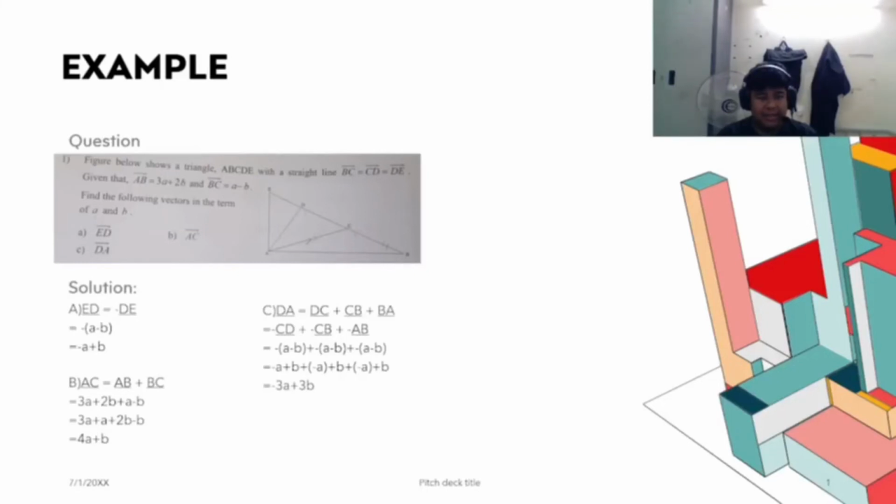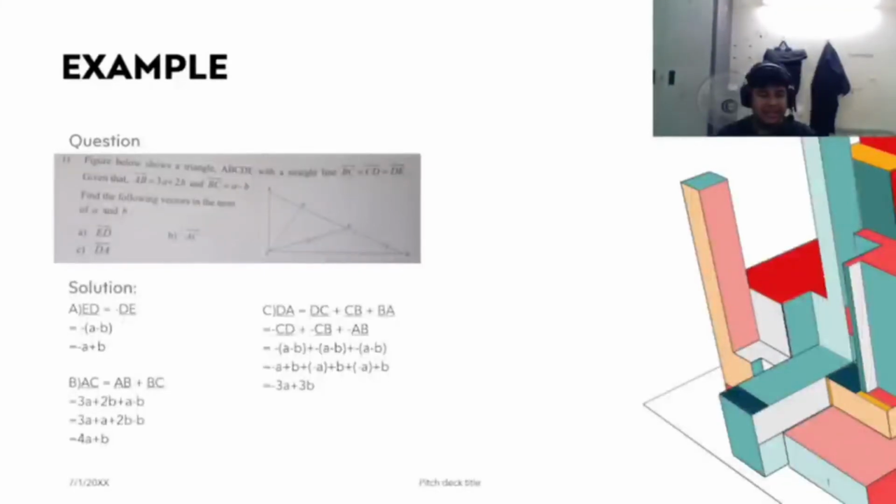Figure below shows a triangle ABCDE with a straight line. Vector BC equals vector CD equals vector DE. Given that vector AB equals 3a plus 2b and vector BC equals a minus b, find the following vectors in terms of a and b. For the first question, a, vector ED equals negative vector DE. It is because they are the same, but we need to invert it. So it will be negative a minus b. So the answer is negative a plus b.